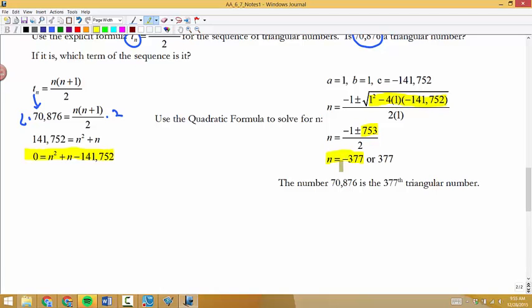Well, we know that negative 377 cannot work because we can't have a negative value when we're doing a sequence. So my only possibility is 377, and since it comes out to be exactly 377, and that's a whole number, we can say that 70,876 is a triangular number, and in fact it's the 377th triangular number.